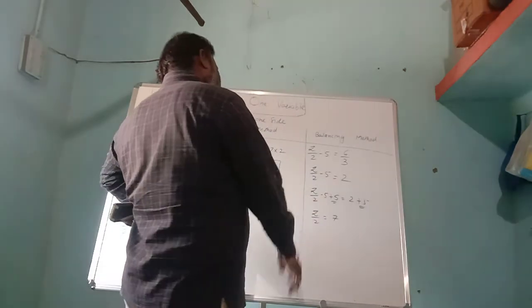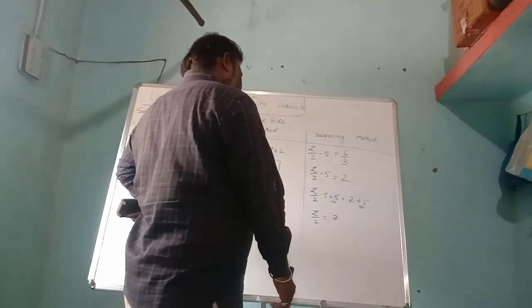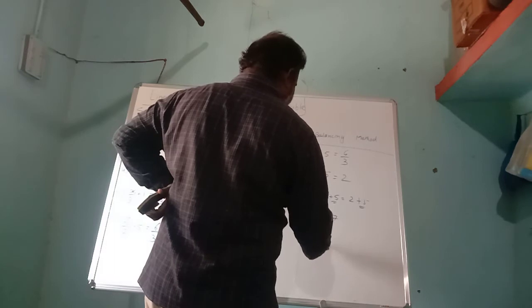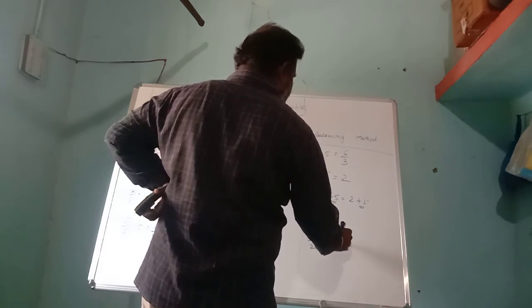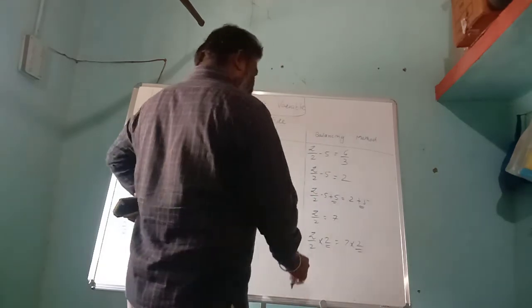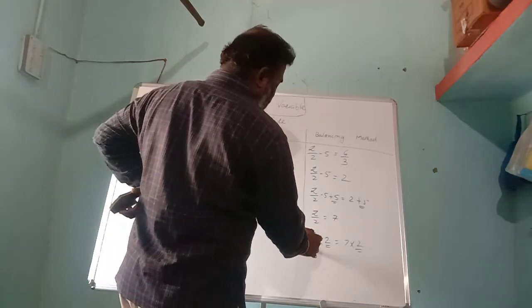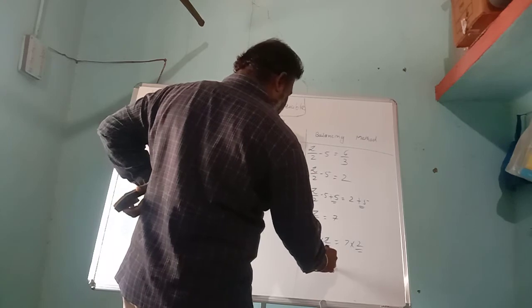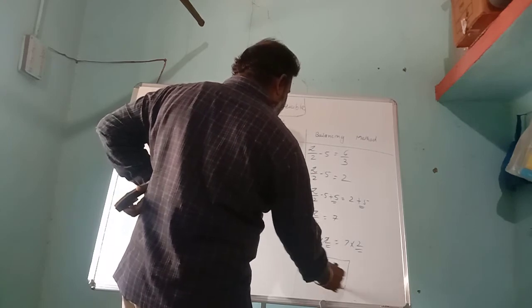Now I want to remove the 2 from the left hand side, which is in division. Then we have to multiply by 2, and similarly multiply the right hand side by 2 also. Now the 2 in the numerator and the 2 in the denominator get cancelled. Hence z equal to 14 is our required solution.